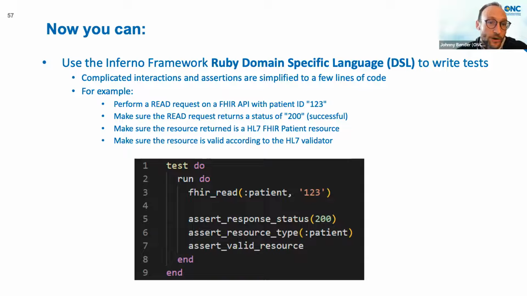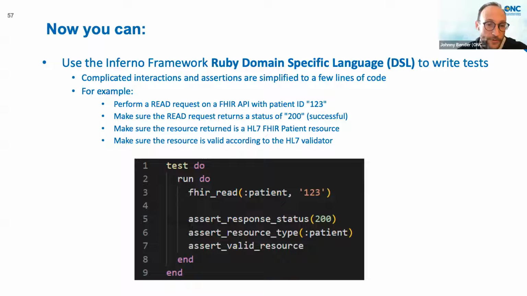So, for example, if one were to perform a read request on a FHIR API, make sure that the read request is successful, that it returns a FHIR Patient resource, and that it's valid according to the HL7 validator. This would typically take quite a bit of code to write. But in the Inferno framework Ruby domain-specific language, we basically have a one-to-one line mapping here. So we have this fhir_read operation, which executes a read request at an endpoint that's defined further up in the code. And you say the resource that you're attempting to read and the ID.